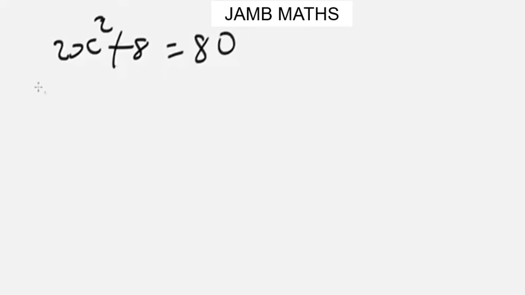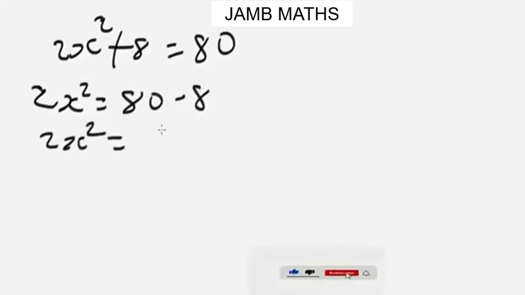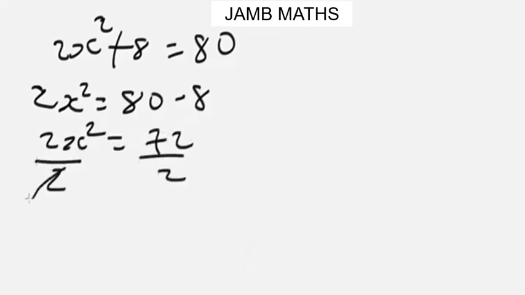So when you collect the number term in this case, you're going to have 2x squared equals 80. This plus 8 crosses the equality sign as minus 8. So when you break this down, you have 2x squared equals 80 minus 8, which will give us 72. Okay, now divide both sides by 2. So 72 divided by 2, we're going to have 36. So we now have x squared equals 36.